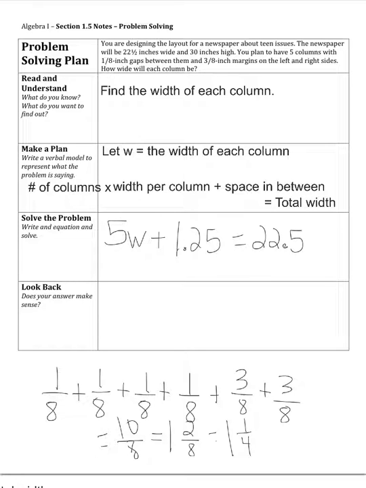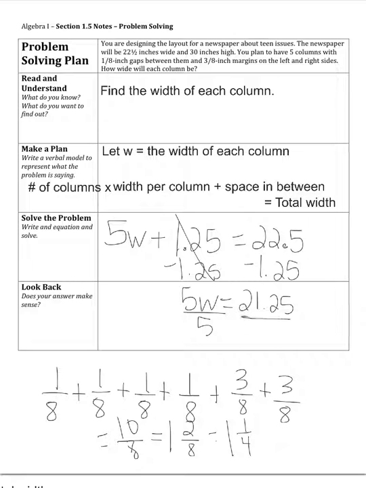So solving this, we would first subtract 1.25 from both sides. I'm going to run into our last step here, but you'll get the idea. So we have 5W equals 21.25, and then we're going to divide both sides by 5. So we'll end up with each of the columns should be equal to 4.25, and that would be inches.